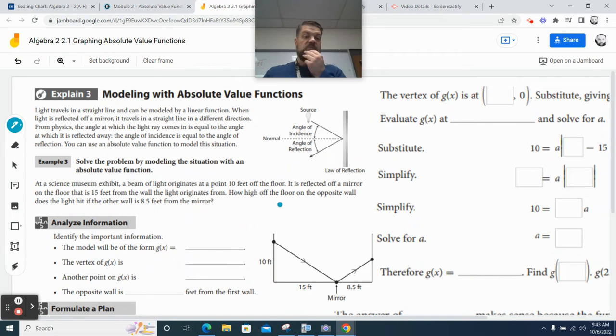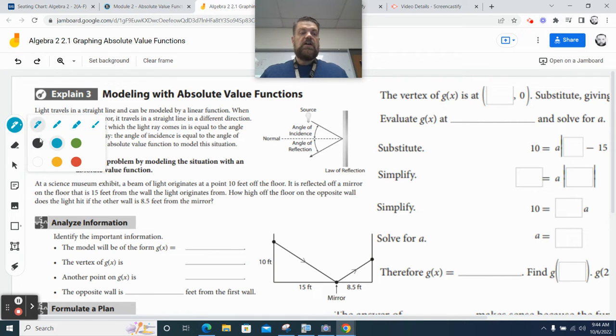So, at a science museum exhibit, a beam of light originates at 10 feet from the floor and is reflected on a mirror on the floor that is 15 feet away from the wall it originates from. How high off the floor on the opposite wall does the light hit if the other wall is 8.5 feet away? So what they're saying is you've got a light here, right? The light is here, and it reflects off this mirror, boom, and we want to know what this is, okay?